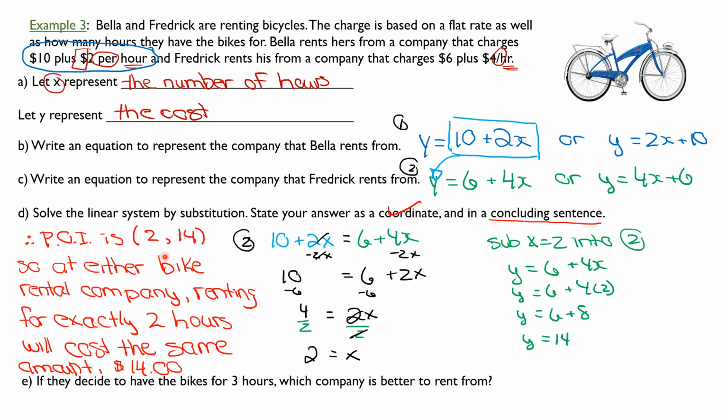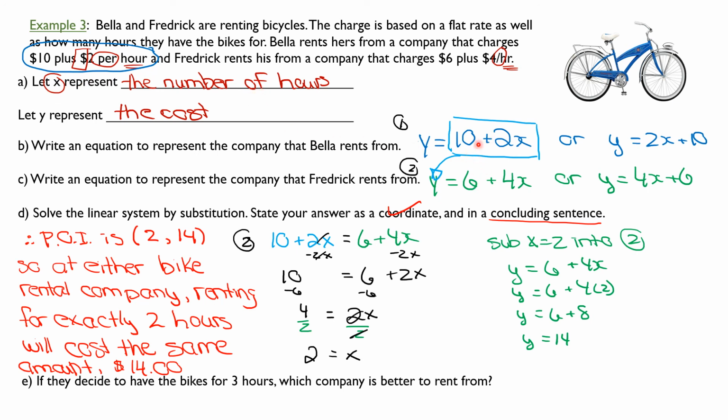So if they're only going to use their bikes for 2 hours, then it doesn't matter where they rent their bikes from. But what if they're going to rent their bikes for 3 hours? Which company is better to rent from? Well, the better company would be the cheaper company. So I want to know if they rent the bikes for 3 hours, which one is cheaper? So remember this, 3 hours, that's an x value. X is the number of hours.